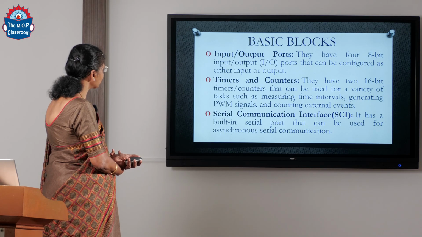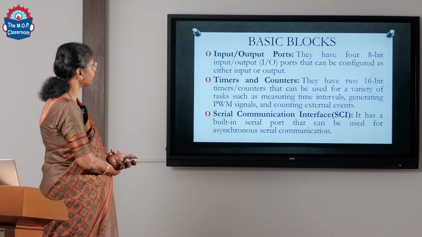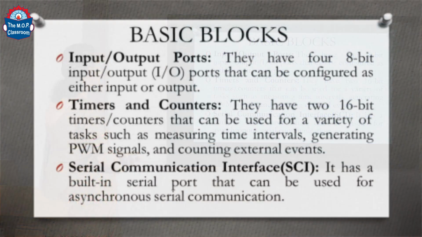And we have input output ports. We saw that there are 4 8-bit input output ports that can be configured as either input or output, and it has timers. So, we saw that there are 2 16-bit timers or counters that can be used for a variety of tasks, for measuring time intervals, generating signals, counting external events, and so on. And then we have a serial communication interface where data is transmitted within or outside the system using serial communication, that is 1 bit at a time.